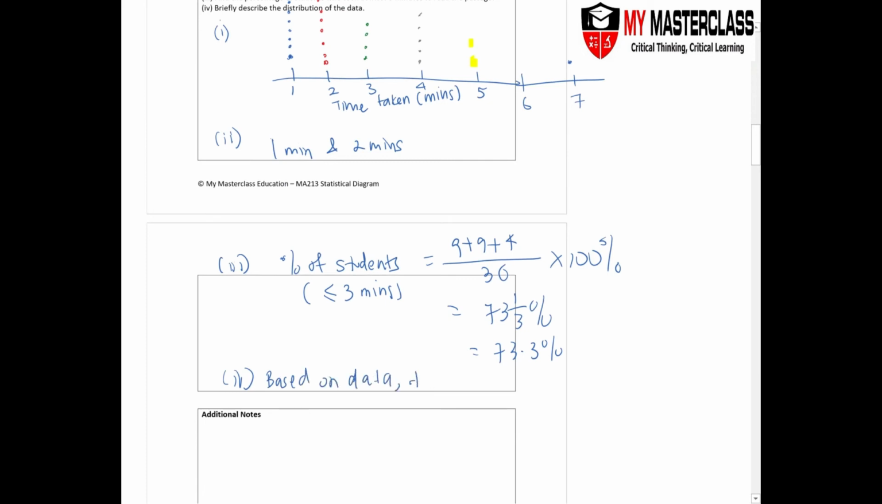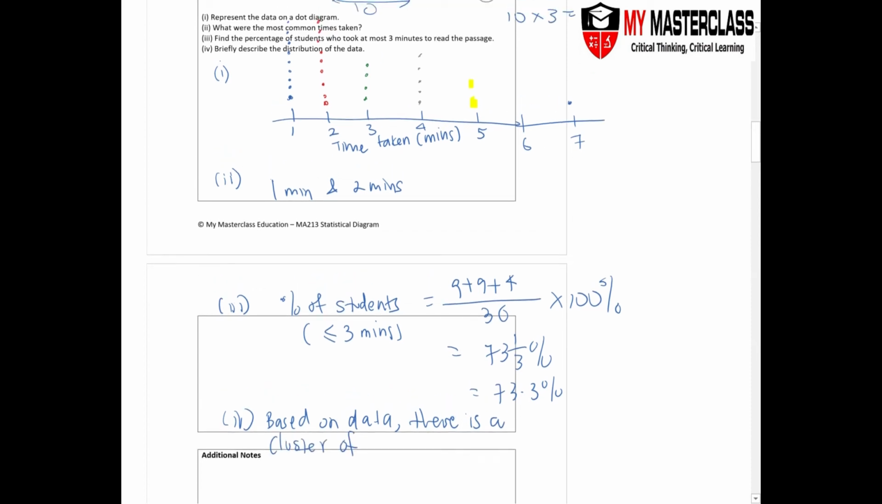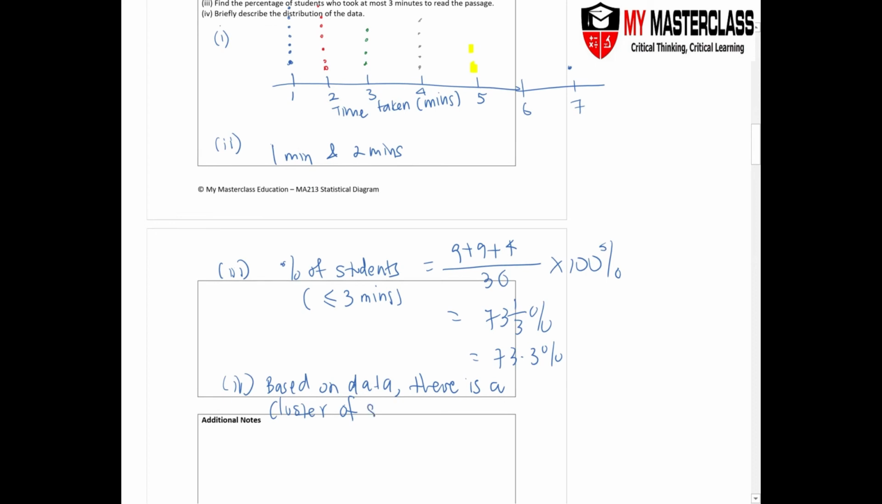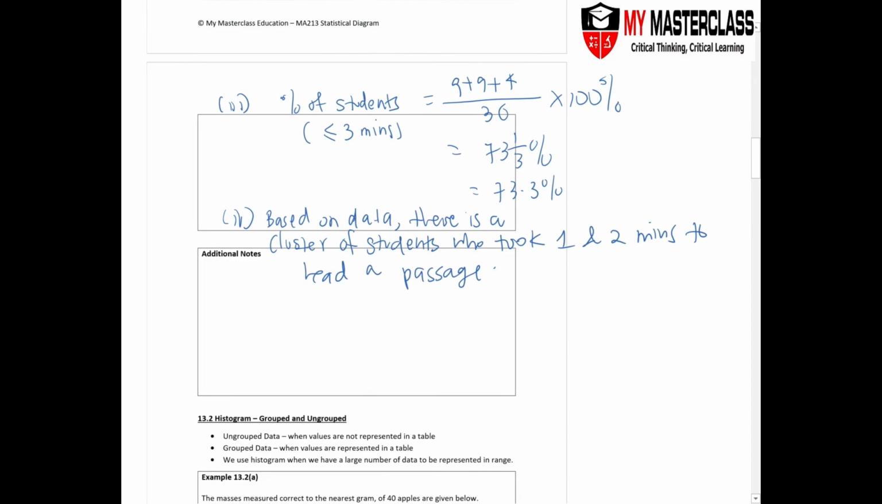So you will say that based on the data, there is a cluster of students who took 1 and 2 minutes to read a passage. So there is a cluster of students who took 1 and 2 minutes to read a passage. So that is basically a description.